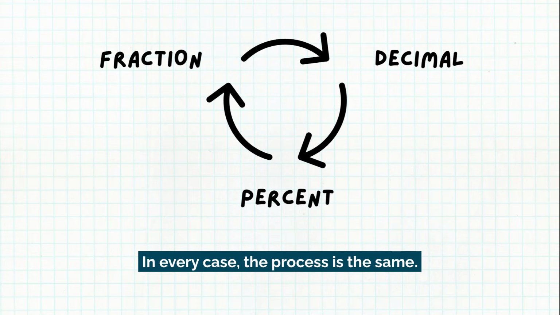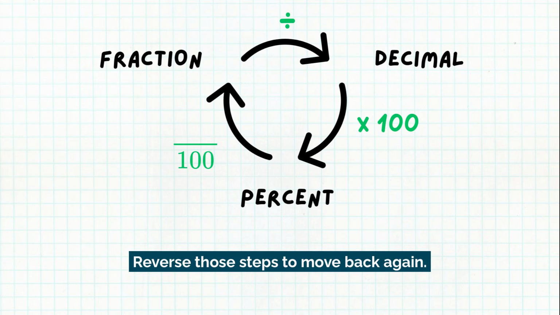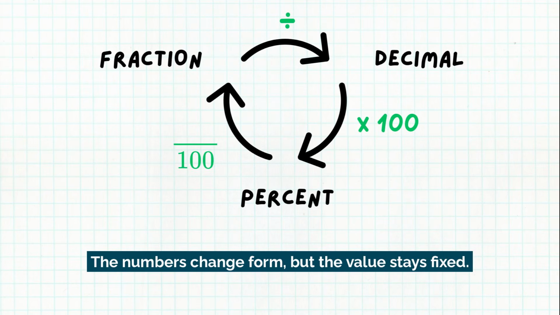In every case, the process is the same. Divide to move from fraction to decimal. Multiply by 100 to move from decimal to percent. Reverse those steps to move back again. The numbers change form, but the value stays fixed.